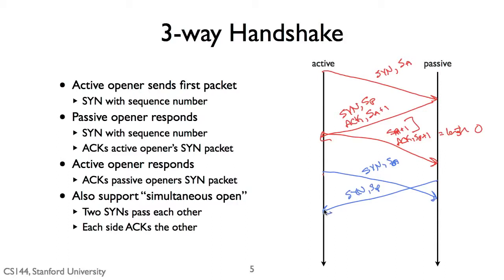Well, the node on the left responds, and it sends SYN, S sub A, ACK, S sub P plus 1. Similarly, the node on the right responds with SYN, S sub P, ACK, S sub A plus 1. At this point, we've now established the connection. Both sides are synchronized to know the starting sequence numbers. They've acknowledged that. But note that this takes 4 messages rather than 3.